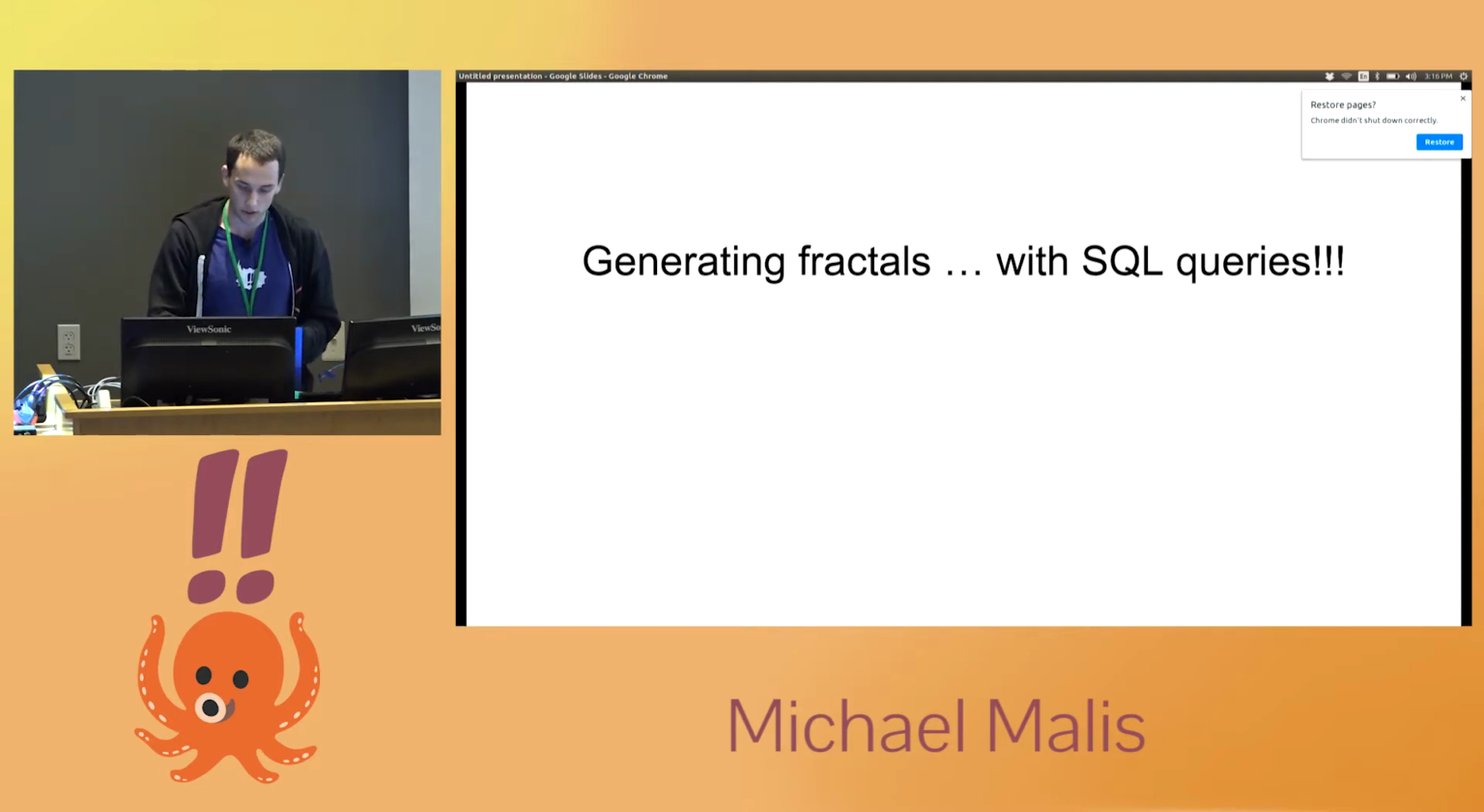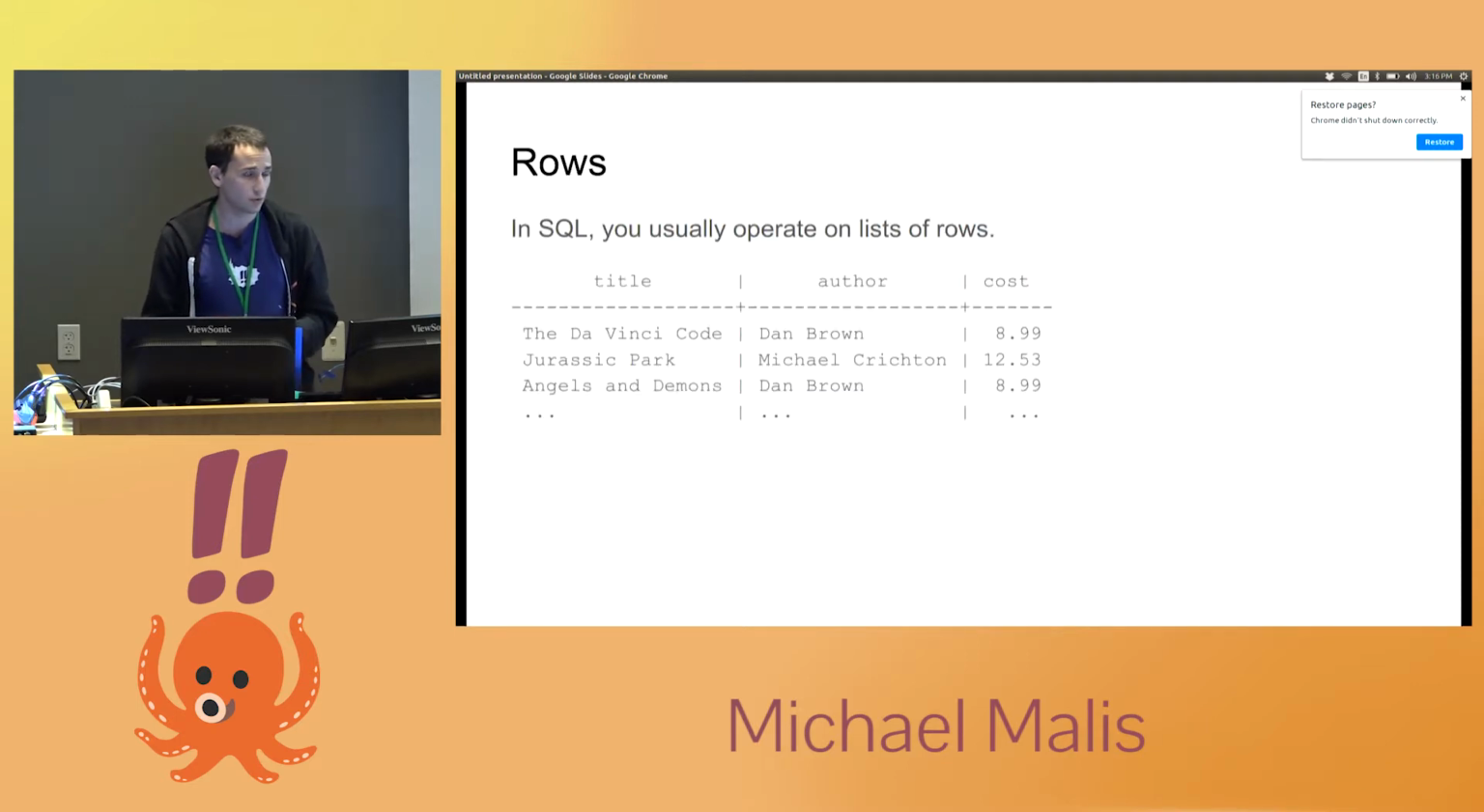with SQL. So just a brief overview of SQL. In SQL, you operate on a list of rows, which you can also call a table. This table represents a list of books. In a table, you have some set of fields, and for books, every book has a title, author, and cost. And you can see for each book the corresponding values of those fields.